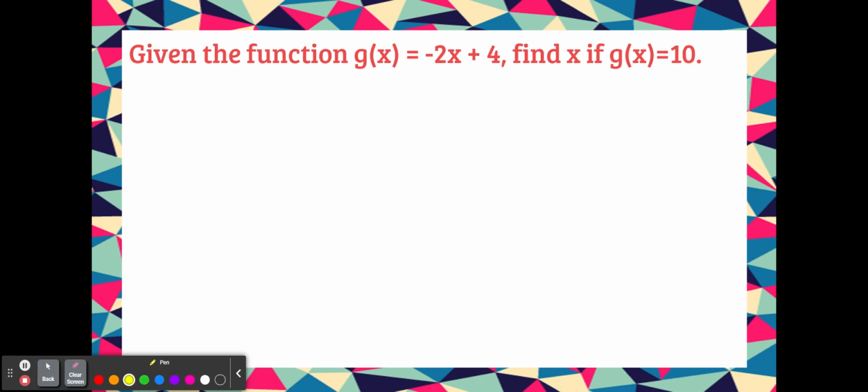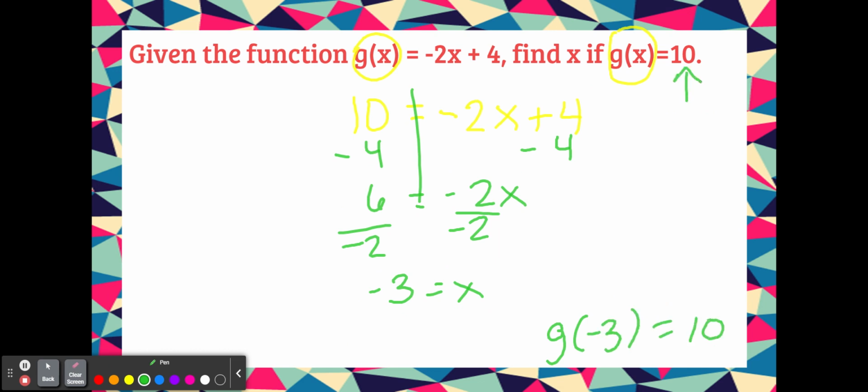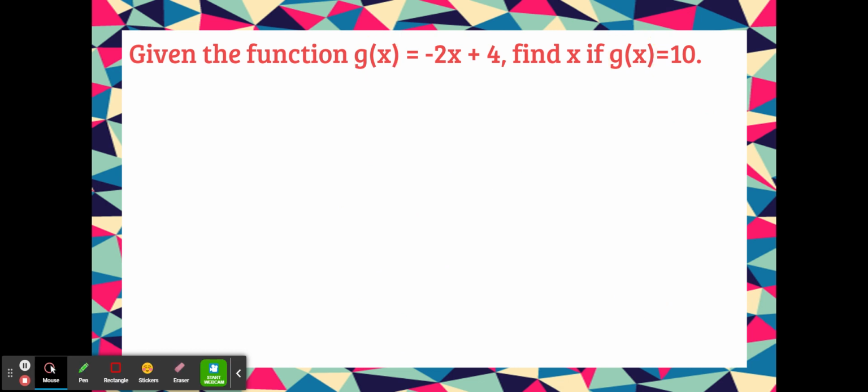Okay, let's try another one. This time they gave us, again, this is the answer, right, of 10. So we're going to put in the 10, the output, to find what the input was. We're going to subtract 4 on both sides. That gives us 6. We're going to divide by negative 2. That gives us negative 3. So our x value is negative 3. So g of negative 3 is equal to an output of 10. Remember, they told us the output earlier. They're just asking for the input.